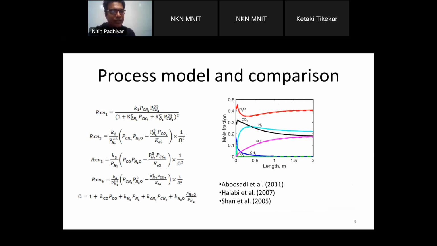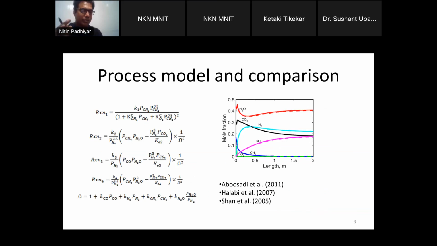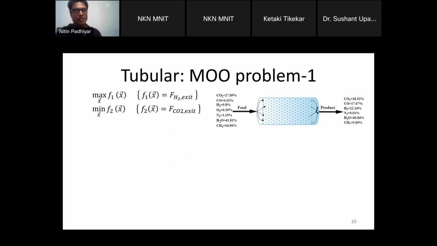We matched our results with the published results, and we developed the confidence that the equations we have solved are right because they match with the standard solution available in the literature. So that developed the confidence that now we are fine. This is not our contribution. This is not our research. But starting from this, we solved optimization.